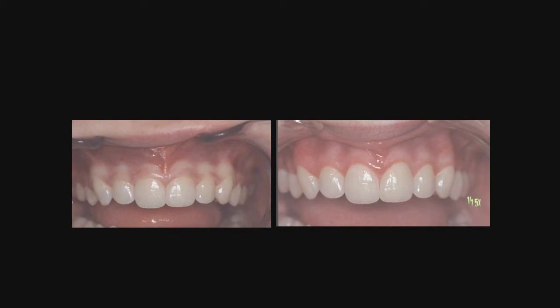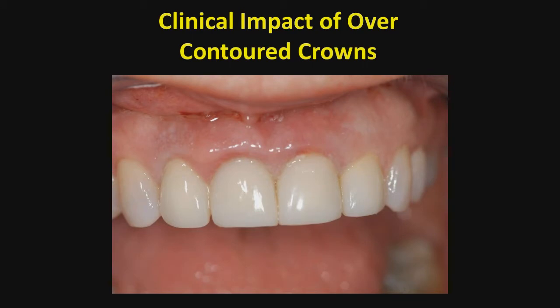So here we see clinically what we've talked about on the other slide, and you will notice that we have a nice aesthetic presentation. Let's talk about the clinical impact of overly contoured crowns, especially in the embrasure space or the interdental area. Here we see a case, and we can see the swollen red tissue and the obvious periodontal disease created by these over-contoured crowns.